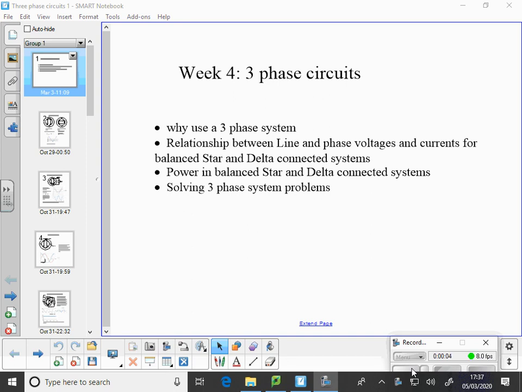Three-phase circuits. So, tonight's session, we're going to look at why we use a three-phase system. I'm going to give you a number of reasons for there being a three-phase system. We're going to look at the relationship between the line and the phase voltages and line and phase currents for both balanced star and delta connected systems. We'll look at power in balanced star and delta connected systems. We're going to look at solving some problems around those three-phase systems.